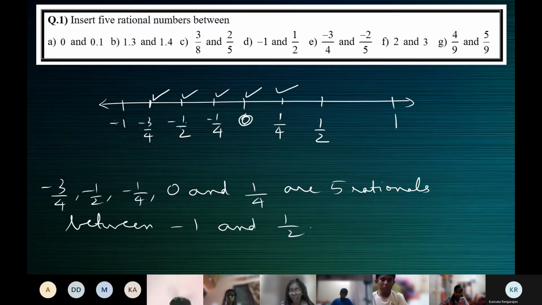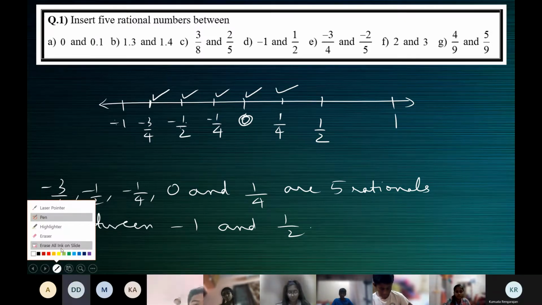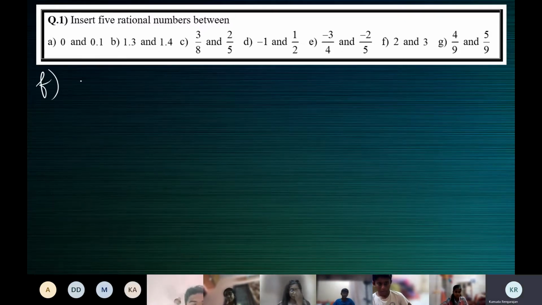Ma'am, with the number line we have to write down, ma'am. Whatever you see on your screen now, the number line I just used to explain, you can also represent that in your book. Done, children? Yes, ma'am. Okay, children.